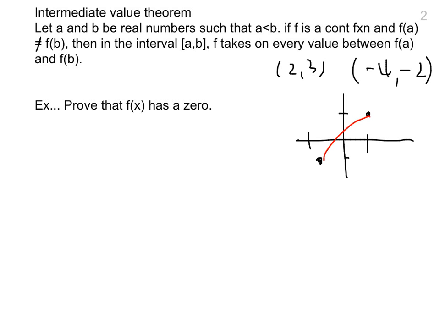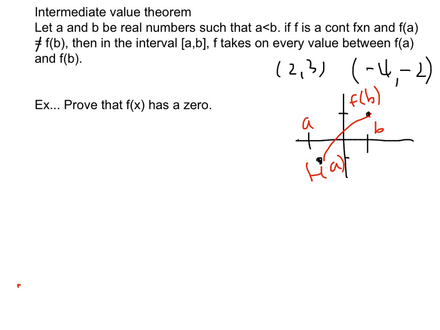Well, how does this relate to the intermediate value theorem? Basically what I've said is, okay, I'm going to let this value be my a, this value be my b. So therefore this value right here is my f of b, and this value right here is my f of a. So that means that our curve does something really nice for us.